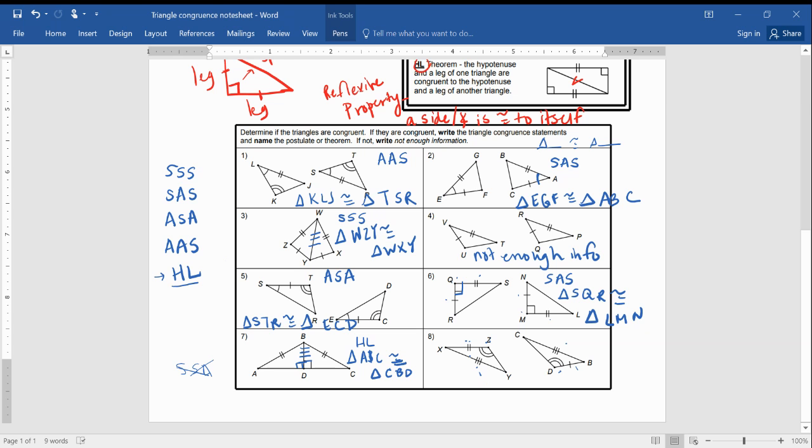So that doesn't work. So this is not enough info again because we don't really know. We can't use side, angle, side because the angle's not between them. If it was X and B, yeah, we could, but it's not. All right. So go ahead and try to practice figuring out the congruent triangles and writing congruency statements.